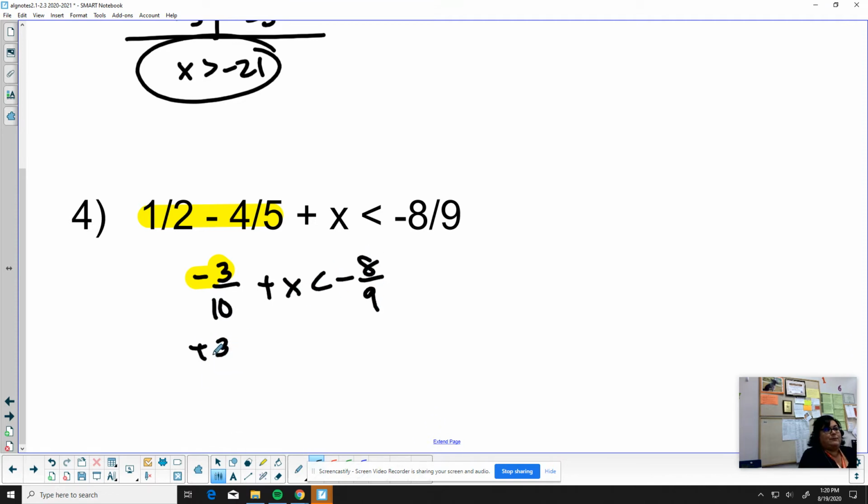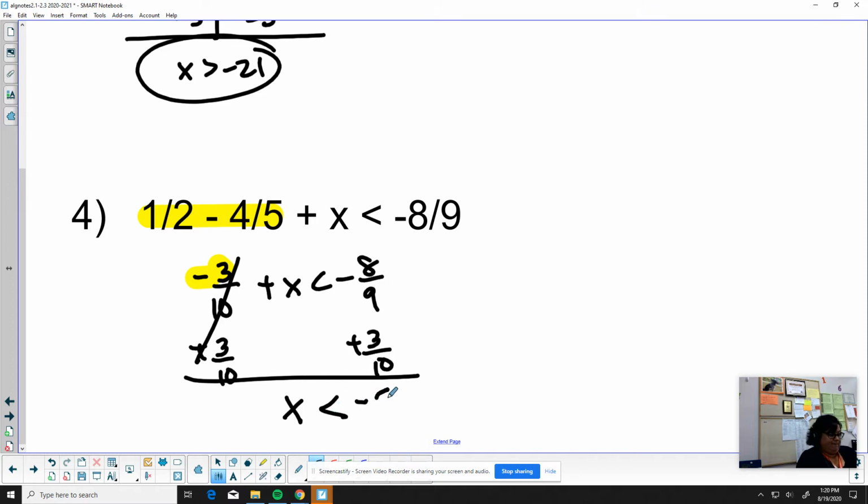So I'm going to add 3/10 to both sides. Those cancel. X drops, less than drops. So, and again, I'm going to stick this in my calculator. 8 9s and 3/10 gives me negative 53/90. That's not a very nice inequality answer, but that's the answer.